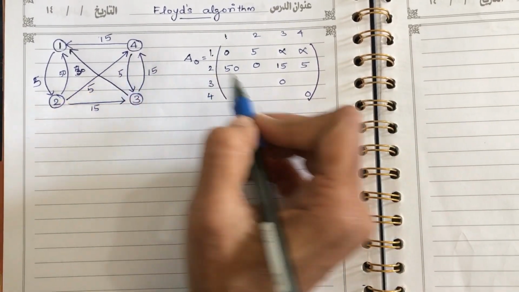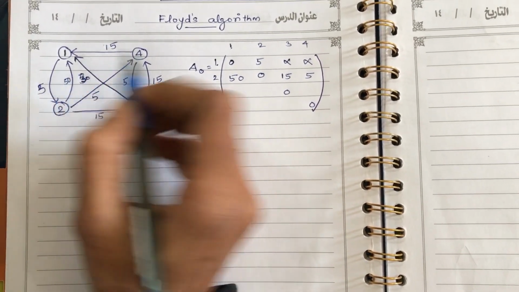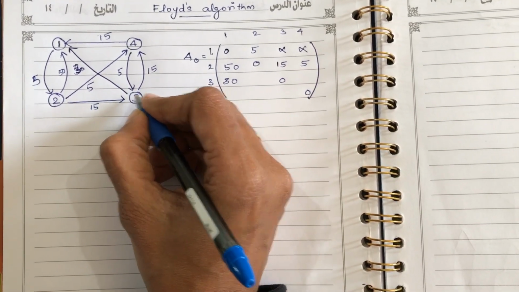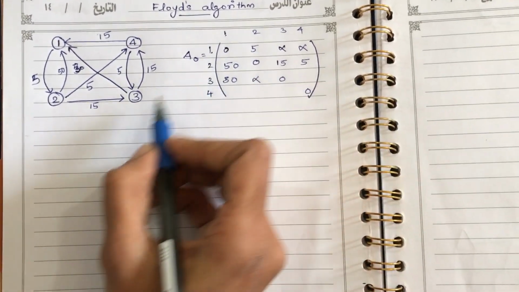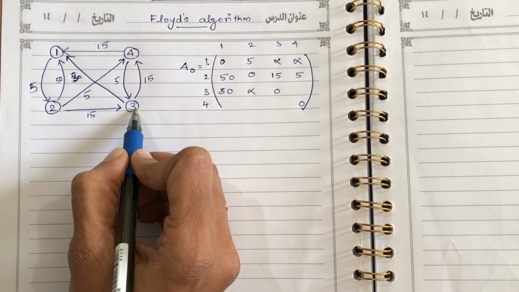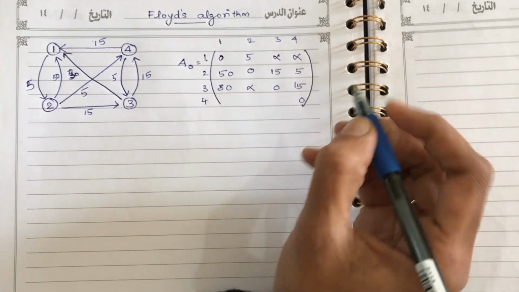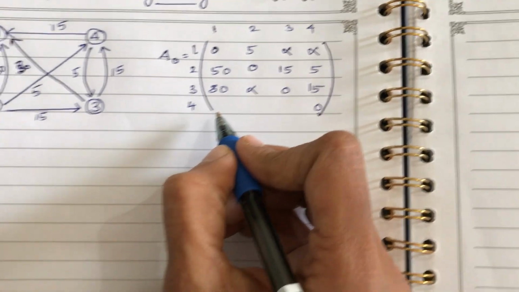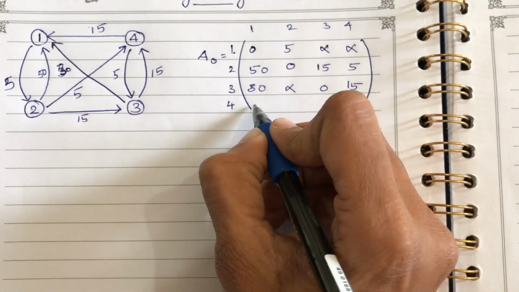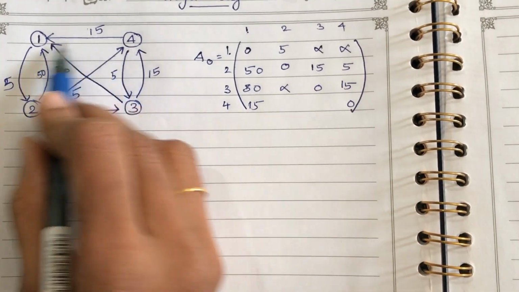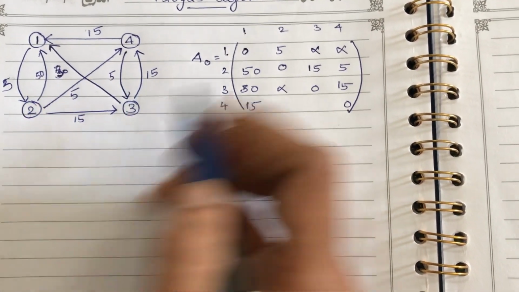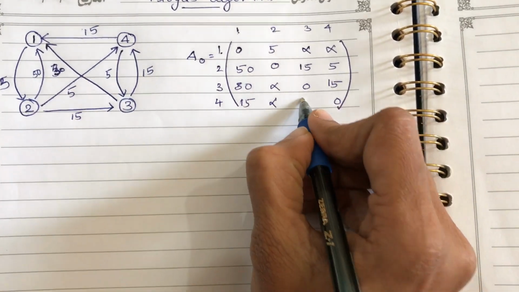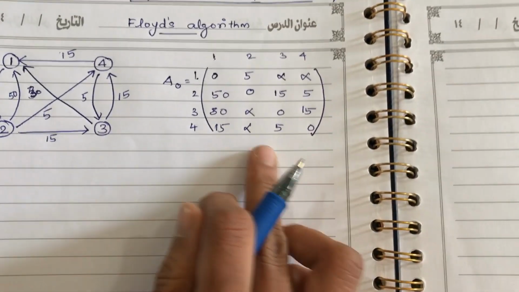2 to 4 it is 5, then 3 to 1 it is 30. 3 to 2 we don't have any path, so make it alpha. 3 to 4 we'll have 15 here. 4 to 1 is 15. 4 to 2 there is no path, so make it alpha. 4 to 3 we have a path with weight 5. So this is your initial matrix.